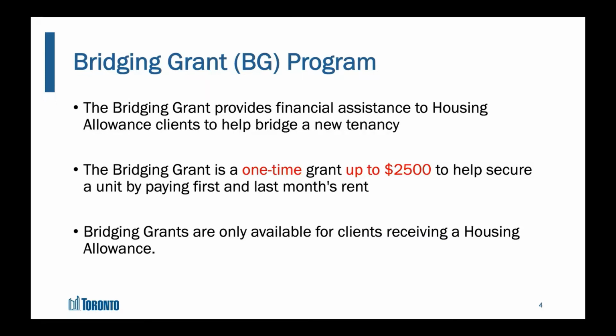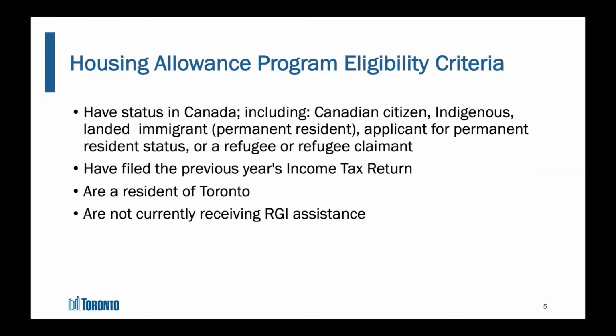One thing to note here is if a client is on OW or OWSP, they must access HSF first. Bridging grants are only available for clients who do receive a housing allowance, and it is at the time of the housing allowance application that a client can apply for the bridging grant. Next slide, please.